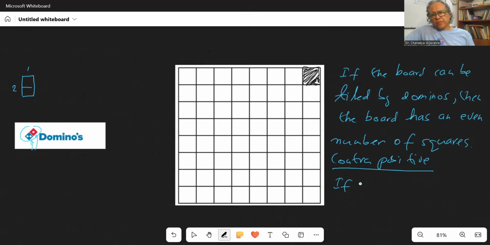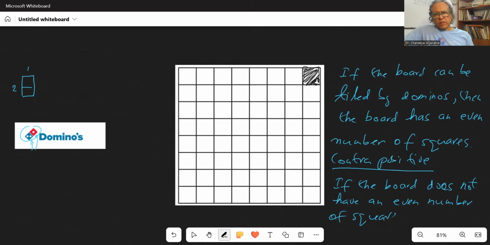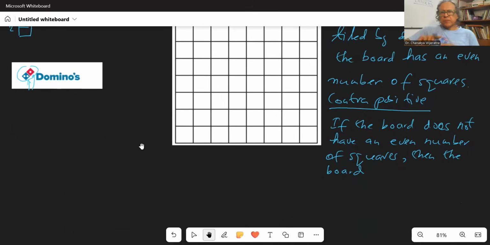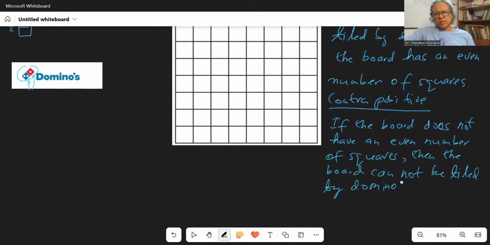The conclusion is false, meaning the board doesn't have an even number of squares. Then the negation of the premise holds: the board cannot be tiled. So if the board does not have an even number of squares, then the board cannot be tiled by dominoes.